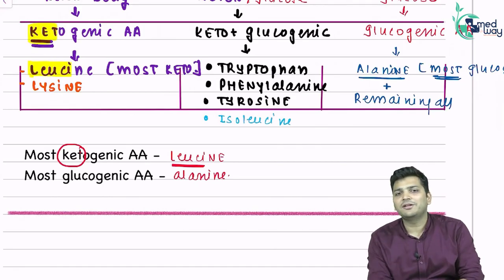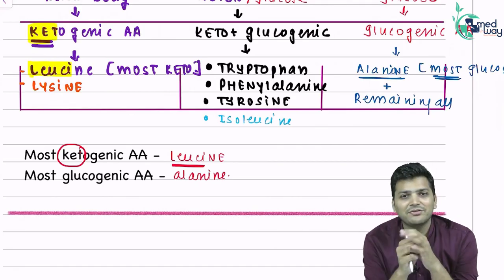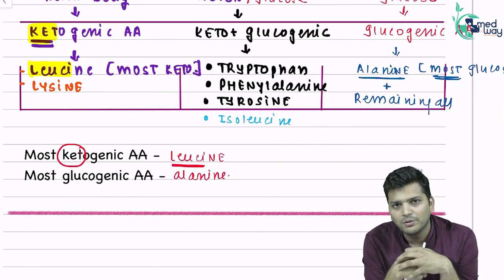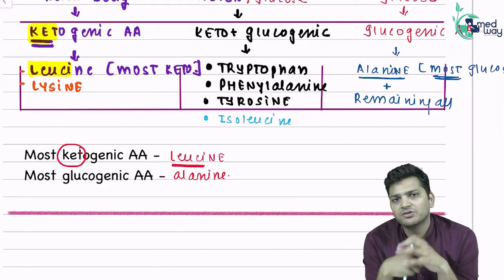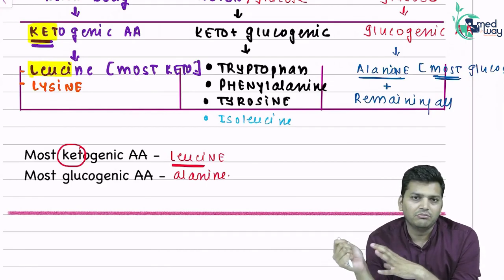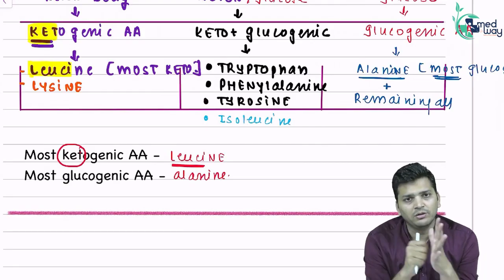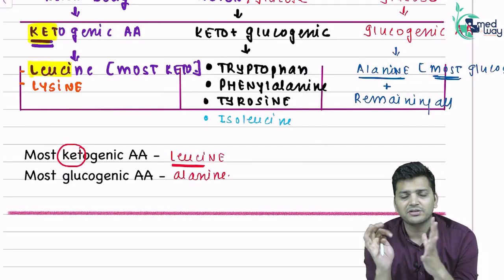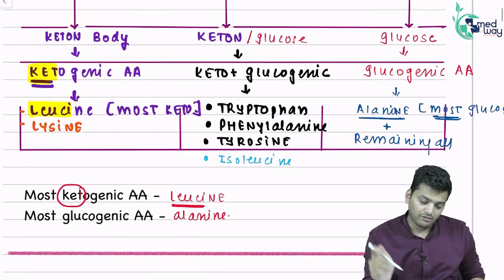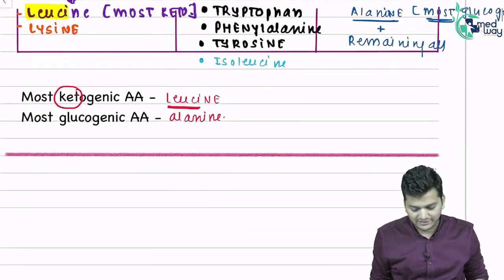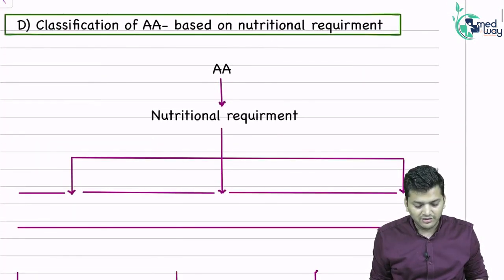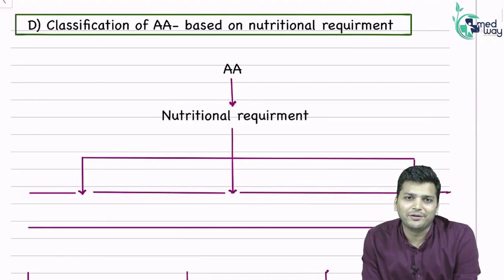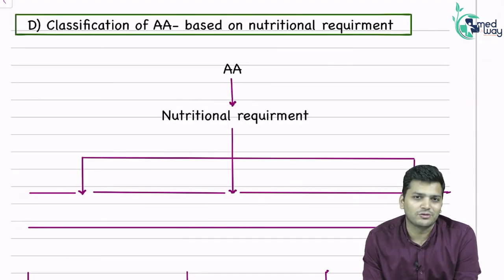So this is the third classification of the amino acids. The first classification we discussed on the basis of the R group. The second classification we discussed on the basis of water solubility, water soluble and water insoluble. The third classification we discussed on the basis of metabolism. The fourth and last classification is on the basis of nutritional requirement. You must have discussed that multiple times in school also.